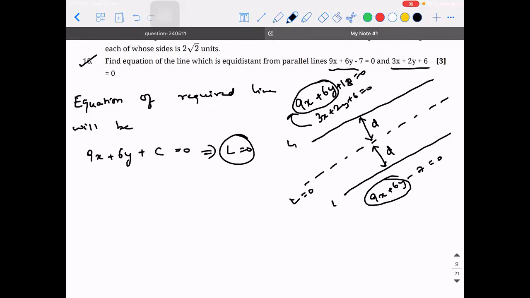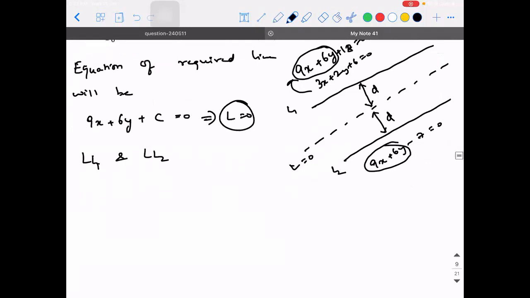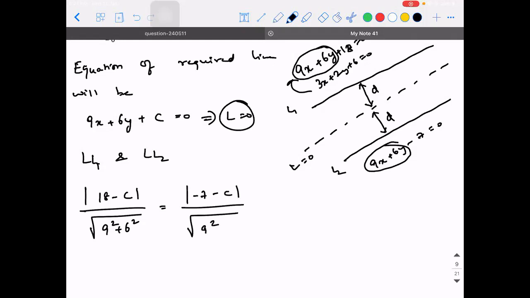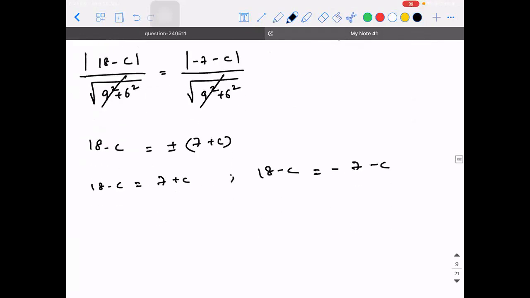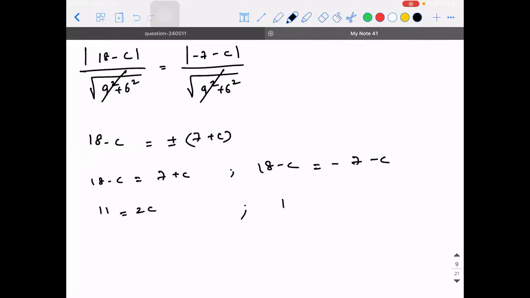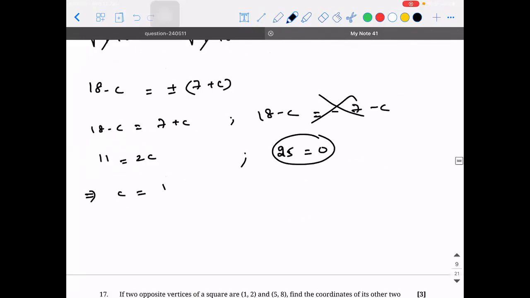Now find the distance between L and L1, and L and L2, equate them, you will get the value of C. So look at the way I'm going to write. Modulus of 18 minus C divided by root of 9 square plus 6 square is equal to modulus of minus 7 minus C the whole divided by root of 9 square plus 6 square. Am I right? 9 square plus 6 square will get cancelled. So 18 minus C will be equal to plus or minus 7 plus C. So 18 minus C will be equal to 7 plus C, or 18 minus C will be equal to minus 7 minus C. So 11 is equal to 2C, or 25 is equal to 0. So this will not work. So 11 is equal to 2C means C is equal to 11 by 2.